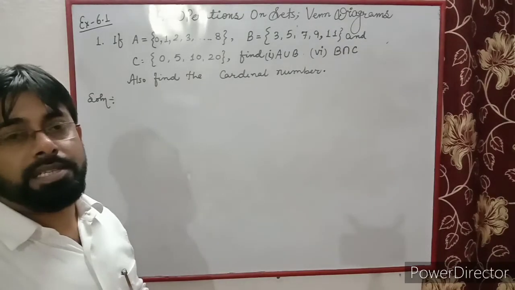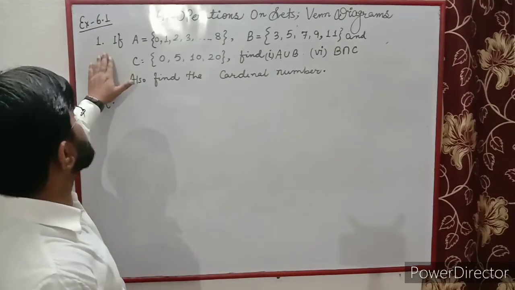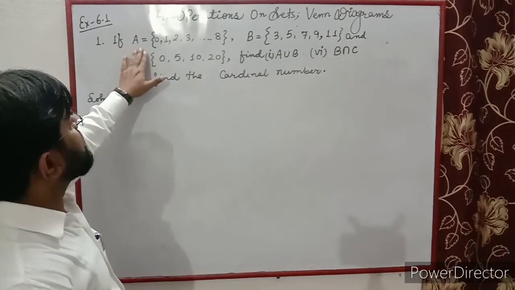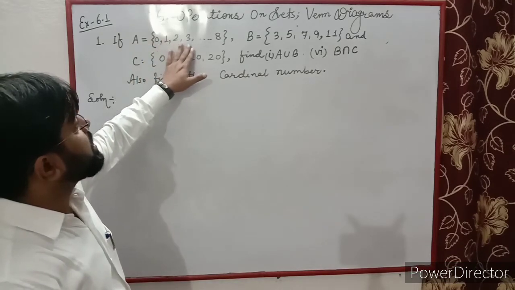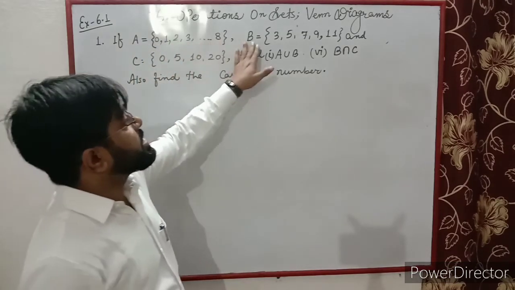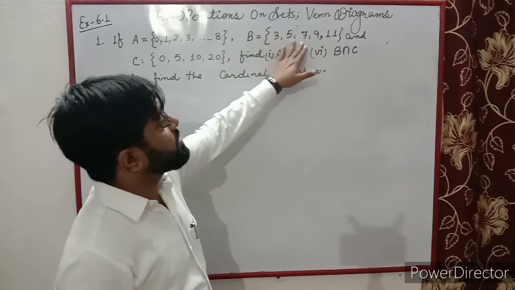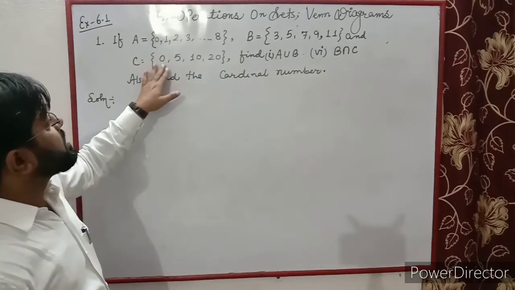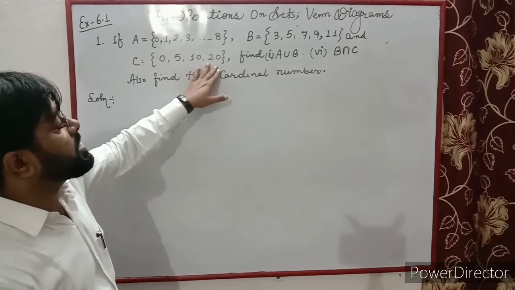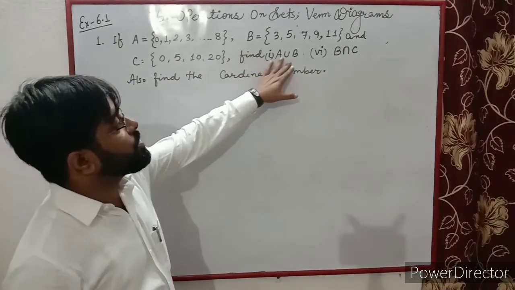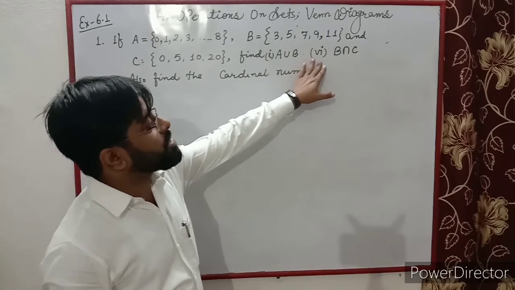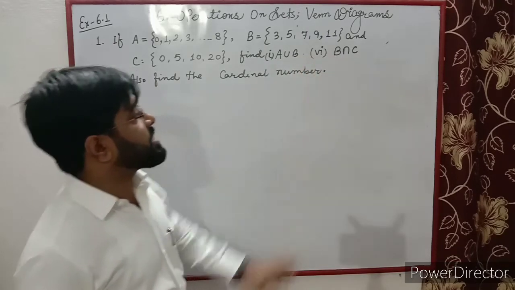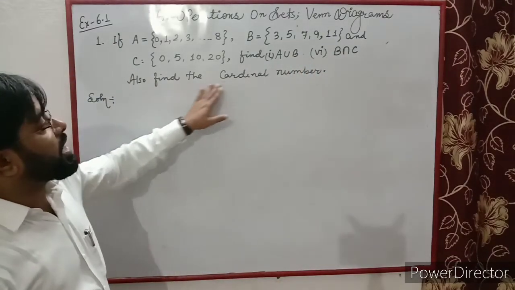Let's see a few questions from exercise 6.1. Question number 1. If set A has elements 0, 1, 2, 3 till 8, set B has elements 3, 5, 7, 9, 11, and set C has elements 0, 5, 10, 20. Find first A union B and sixth, B intersection C, and also find the cardinal number.